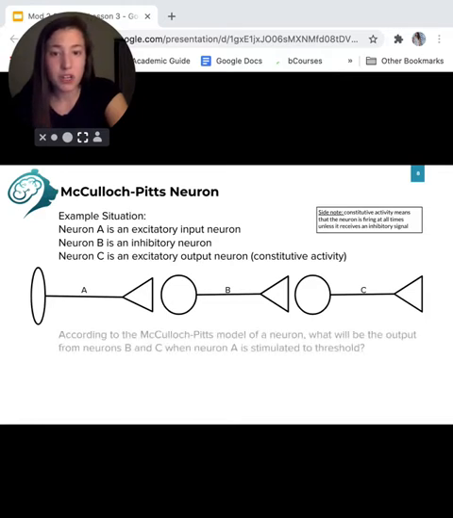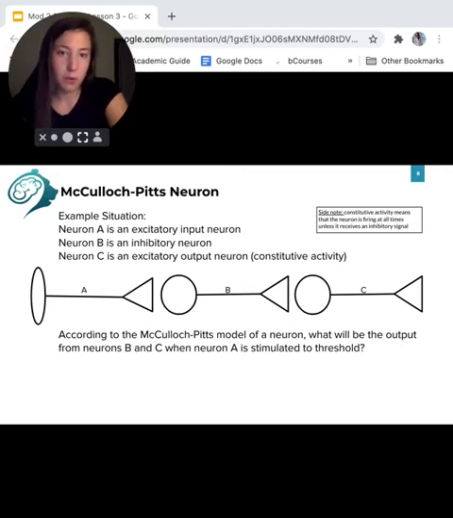So my question is, according to the McCulloch-Pitts model of a neuron, what will the output be from B and C when A is stimulated to threshold? A receives a 1, and since A is excitatory, it's going to output a 1 and cause B to fire, which means that B will output a 1. B is inhibitory though, which means that it stops the next neuron from firing. So C will then output a 0, just like that.